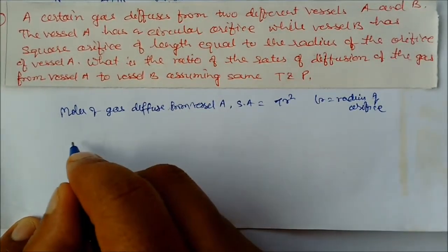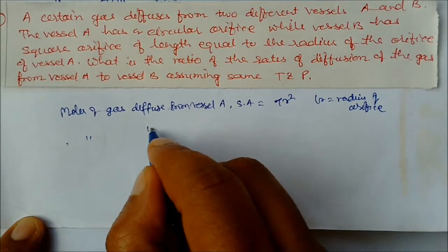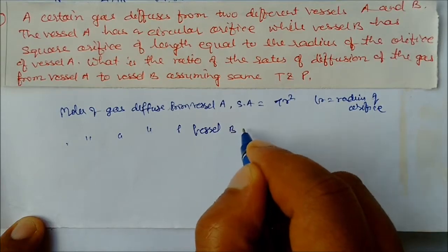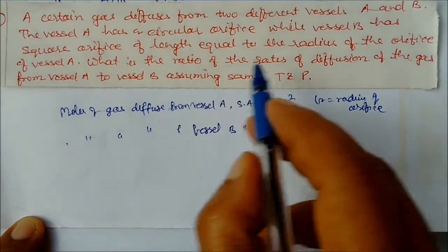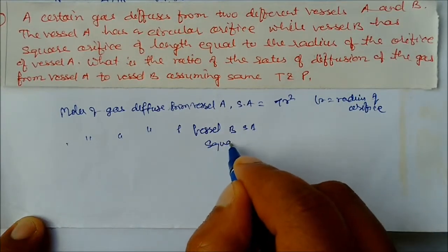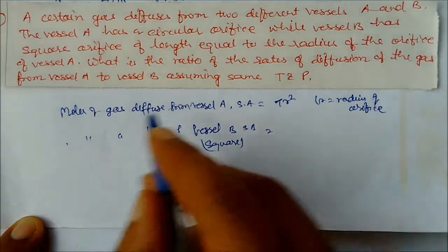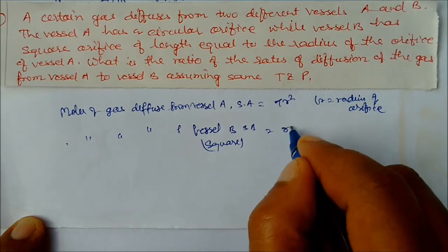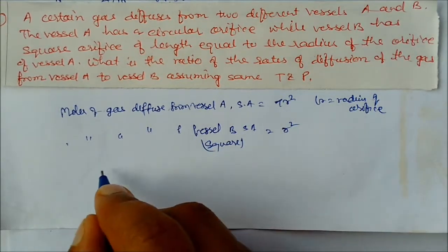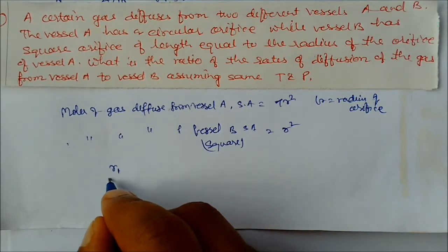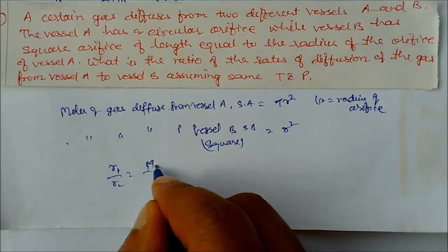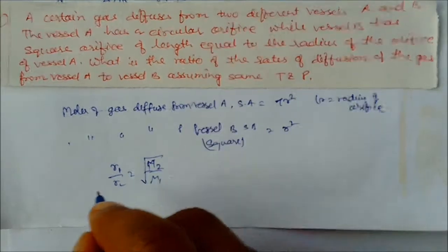Now similarly, moles of the gas diffused from vessel B. So vessel B, whose surface area, they have given the radius of the orifice of the vessel. This is a square shape. So the area of the square will be, with the length of the orifice being r, r square. Okay. So now we know that rate of 1 by rate of 2 is equal to the square root of the molar mass of 2 by the molar mass of 1. This is as per Graham's law.